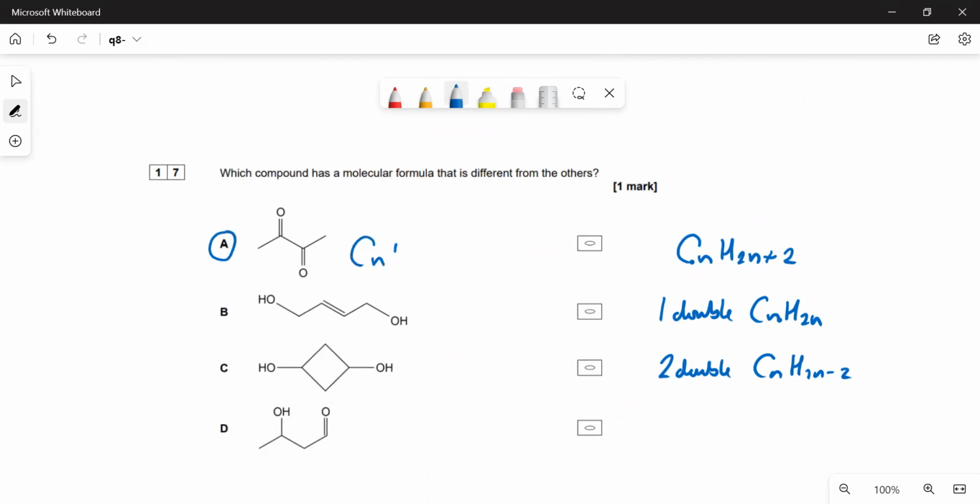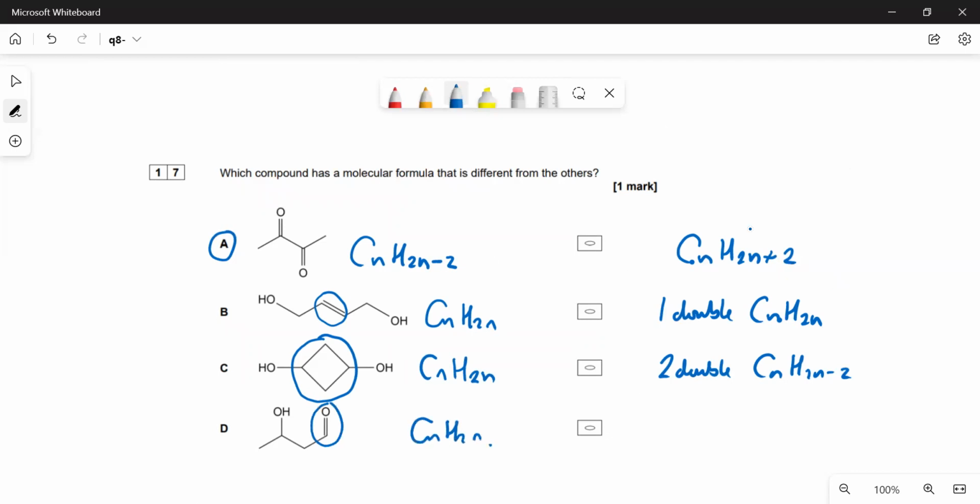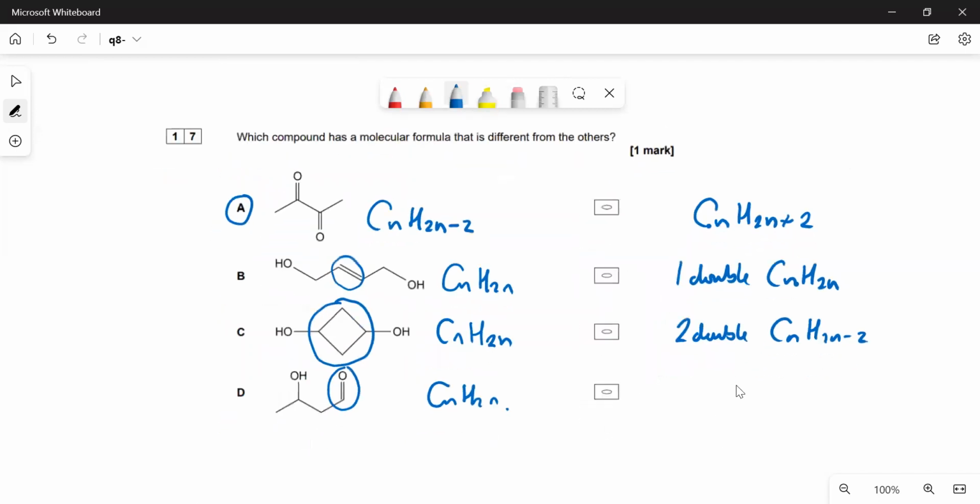So that's going to be CnH2n-2. Whereas B has got 1 double bond and 2 oxygens, obviously. So that's going to be CnH2n. C has got 2 oxygens, and it's got 1 cyclic thing, which reduces the number of hydrogens by 2. So that's CnH2n. And D has got 1 double bond as well, so that would also be CnH2n, and it's got 2 oxygens. So A is the answer there. A quick way of doing it.